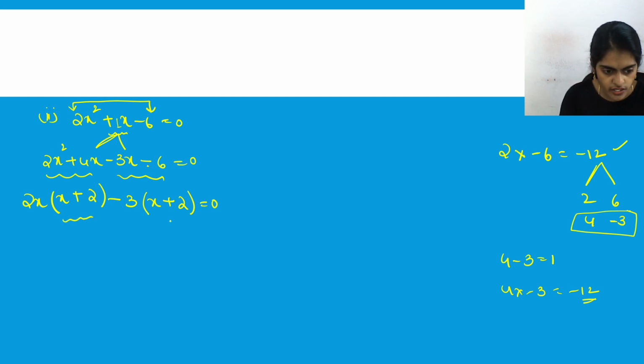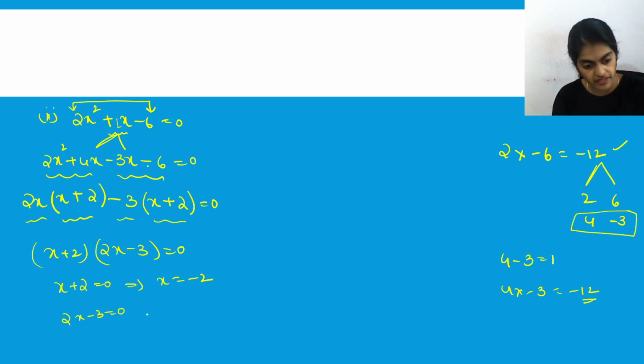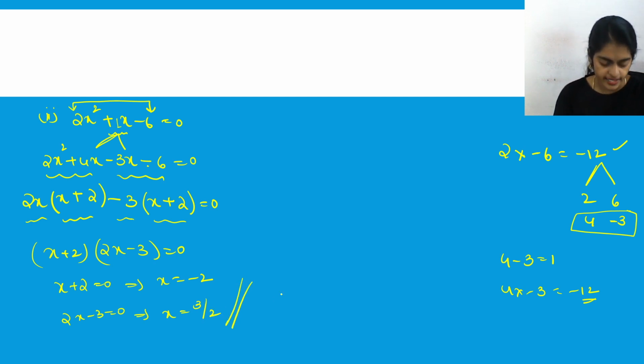Now again from these two, see x plus 2 is common. If you're taking x plus 2 common, here 2x is remaining and here minus 3 is remaining, that is equal to 0. So equate each of these to 0. x plus 2 equal to 0 gives x equal to minus 2. And 2x minus 3 equal to 0 gives x equals 3 by 2. So x equals minus 2 and 3 by 2 are the roots of this particular quadratic equation.